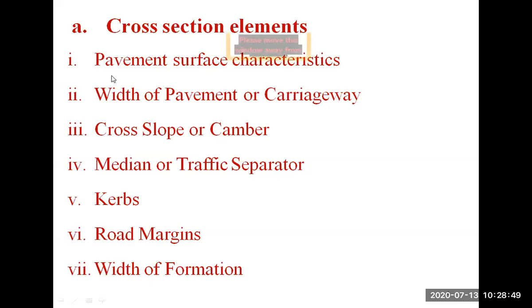So the first characteristic is the pavement surface characteristic. Then we are going to deal with the width of the pavement, or we call it the carriageway. Then the third cross-section element. These are cross-section elements, please remember. Then we go for the cross slope or camber. Then we will study the median, or traffic separators, then curves, then road margins, and then the width of the formation. Okay, so these are the cross-section elements of that particular pavement surface.